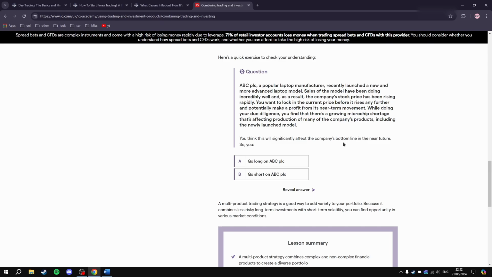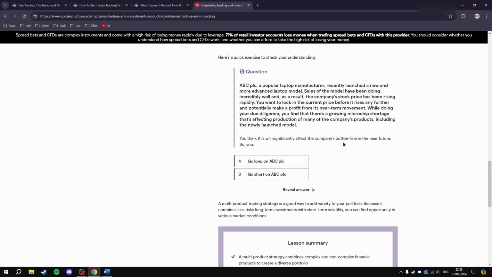So there's a growing microchip shortage that's affecting the production of many of the company's products. That means the company won't be able to produce enough to keep up with the demand, right? If the company won't be able to produce enough to keep up with the demand, what does that mean? That means it won't be able to make as much profit as it would if it were able to keep up with the demand, right?